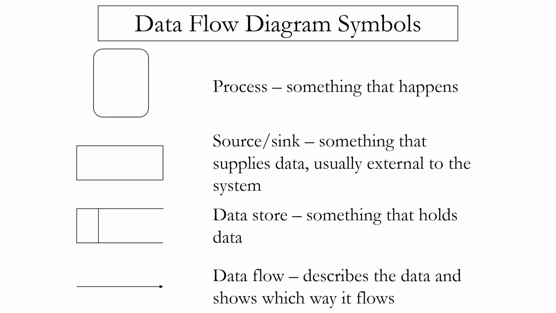A source provides data to a system, such as the customer in this example, and a sink receives information, like a shareholder or a manager receiving financial reports from this system.